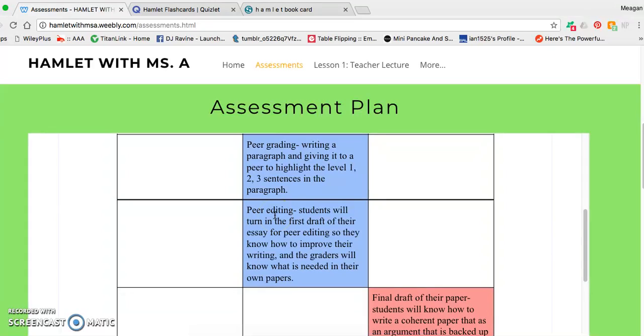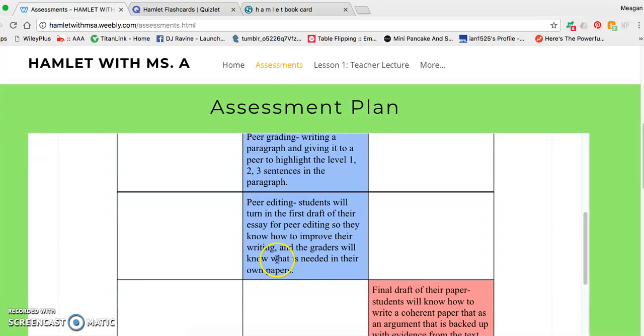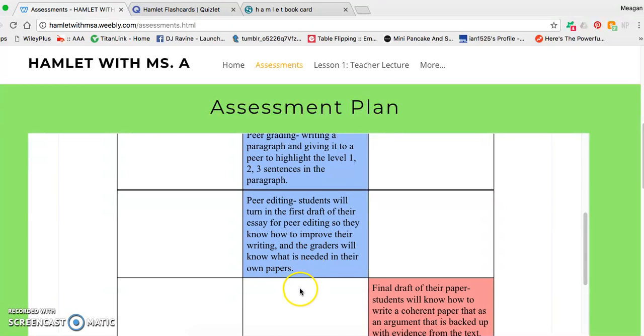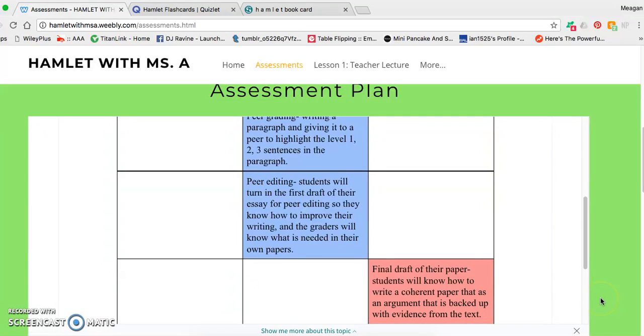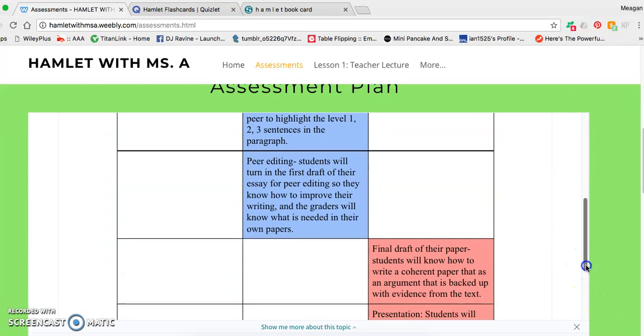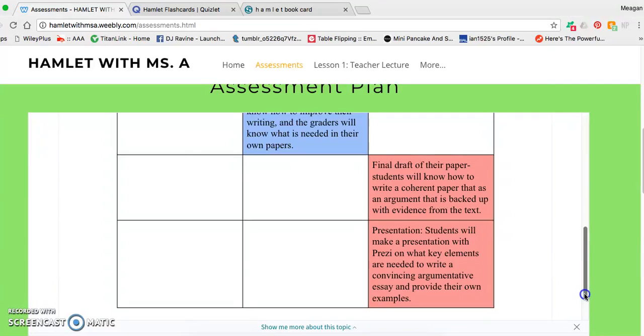And lastly, we have peer editing. Students will turn in the first draft of their essay for peer editing, so they know how to improve their writing, and the graders will know what is needed on their papers. I feel like peer editing is really useful because you'd be surprised how many students are really good editors. And not only that, but when they read ideas off another student's text, they could think, oh, that's a really good idea. Maybe I could use that to support my argument that I'm also writing about. And obviously, I will know if the students are plagiarizing, which is very, very much frowned upon.